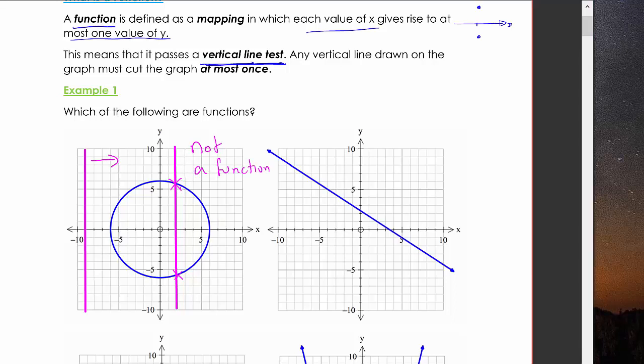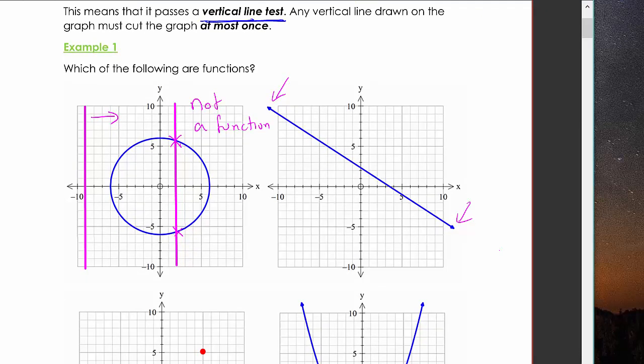Now if we look at the second one, and remember what the arrows mean here on the ends of the line. It means the line goes on infinitely in every direction, or in both directions. But you can see that any vertical line is only going to cross that at one point, so that one is a function.